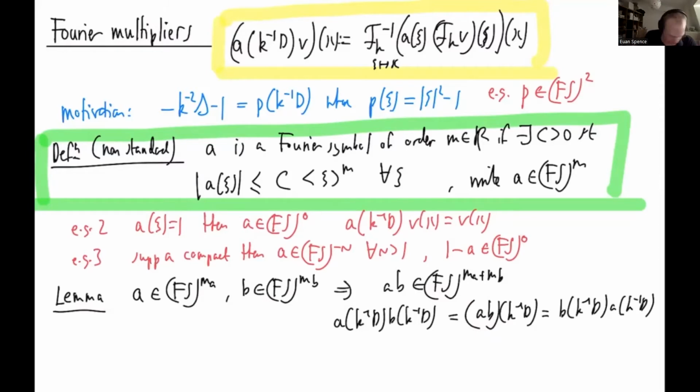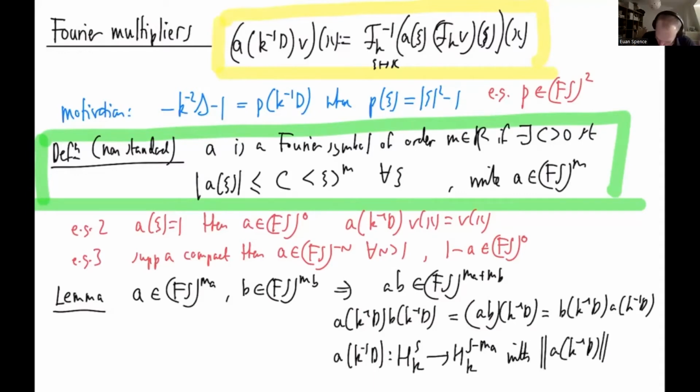And finally, this third fact: a(k^{-1}D) maps the space H^s weighted with k to H^{s-m_a}, with the norm of this Fourier multiplier bounded by this C, which is this constant, in fact, here.